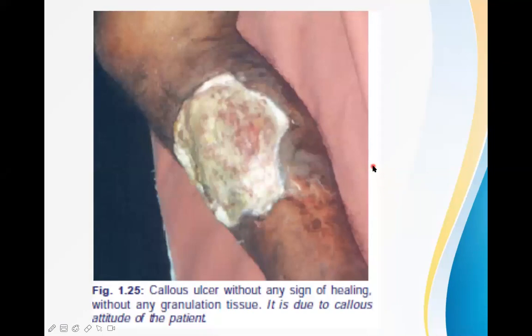Now, another picture, please pay attention. This is a callous ulcer without any sign of healing. Callous means chronic ulcer. It's taking a long time to heal. And there is no granulation tissue. Remember, granulation tissue looks pink. It looks healthy because of the active generation of blood vessels. But I can only see this whitish looking substance here. This is the debris. This is a dirty substance. Okay, this is not a good granulation tissue.